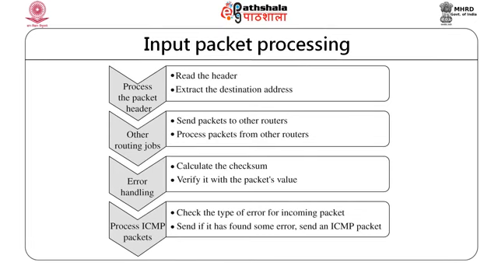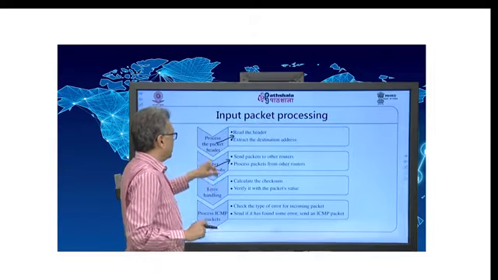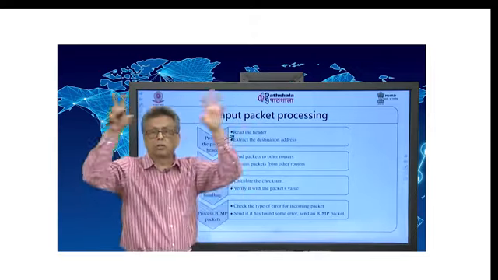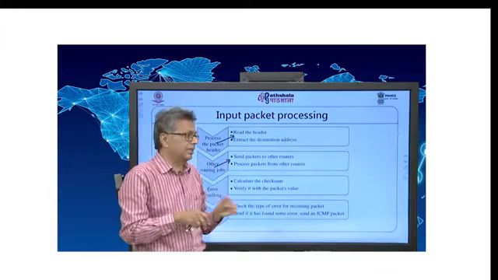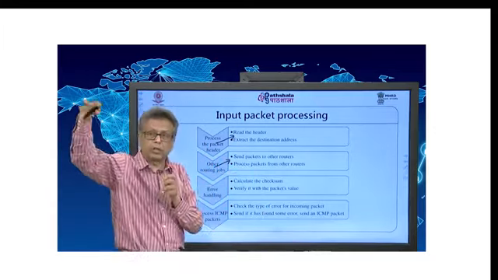How are the packets processed? I just talked about them here. It is a formal way of doing that. The header is read, the destination address is extracted, and the packet is sent to the other user. So, that is the first thing: the packet header is processed. The router also has to do other routing jobs. It will have to learn about the topologies and communicate with other routers. You will have to send packets to other users, also receive packets from other users and process them. You will also have to handle errors.